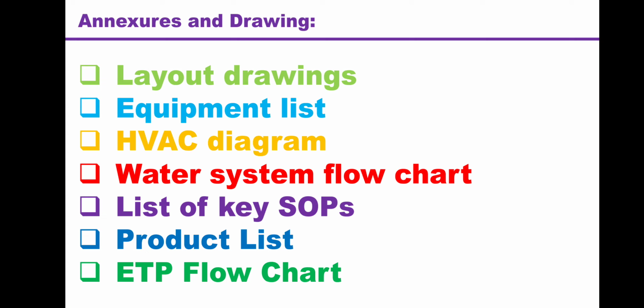Then the product list. In the product list we can give our entire portfolio of products, meaning which are the dosage forms, which are the categories, and which are the products under a particular category. Then the ETP flow chart, meaning how we are treating the process water, everything will be there.